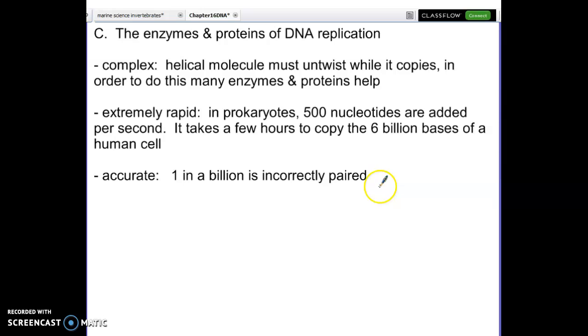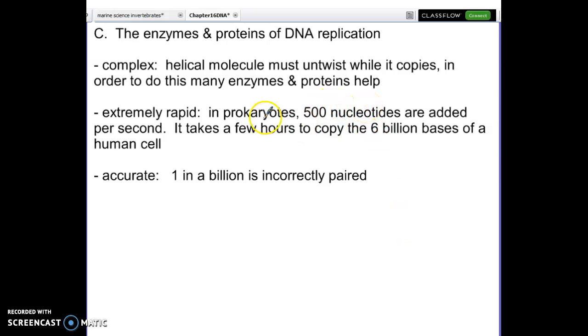Okay, there are a tremendous number of enzymes that do work in DNA replication. So just a couple things I want to point out to you. It's very fast. We can't even show you how fast it is in terms of a model or anything because they can add 500 nucleotides a second.